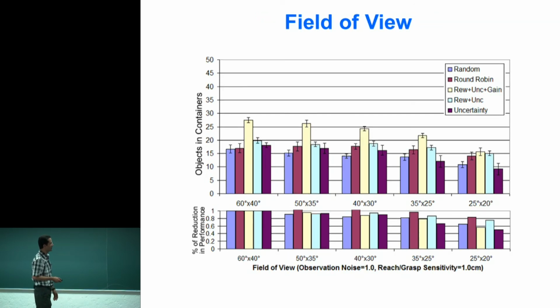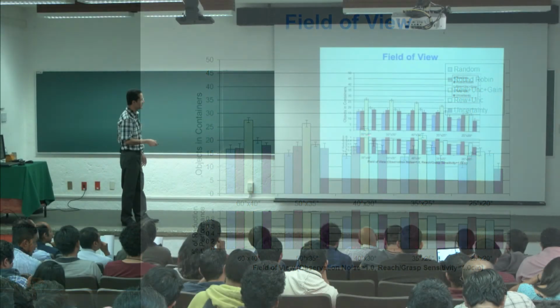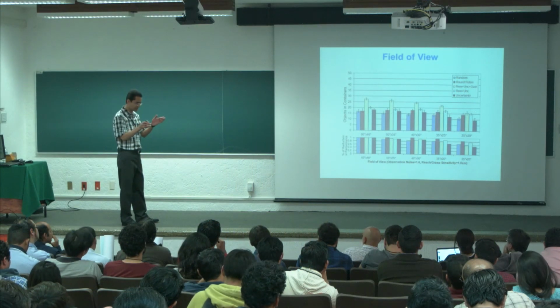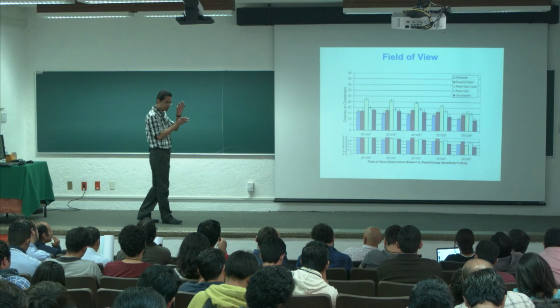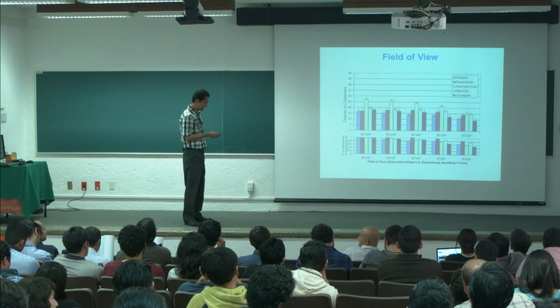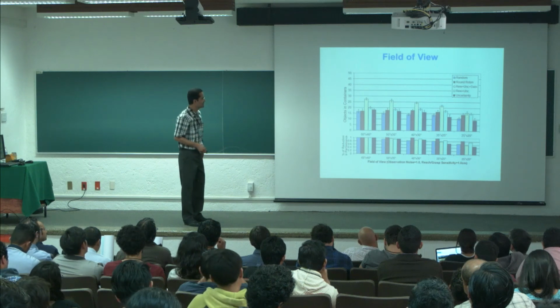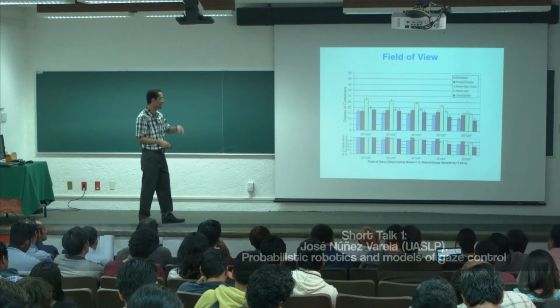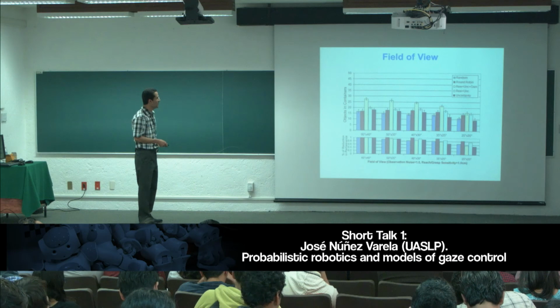And in the case of the field of view, we were decreasing the field of view. So the image was very, very small. I mean, the field of view was smaller. These are the angles, the width and the height angles of the field of view.